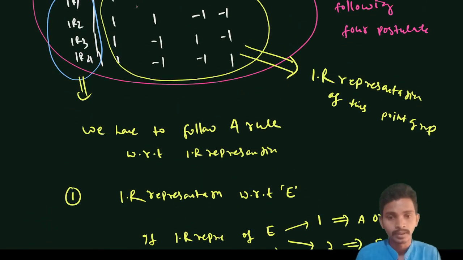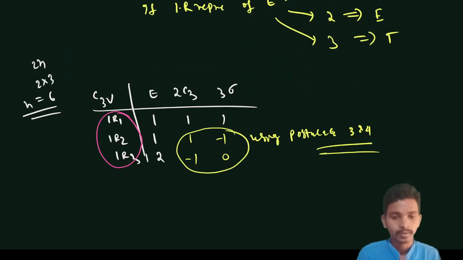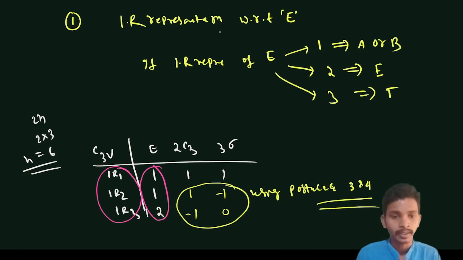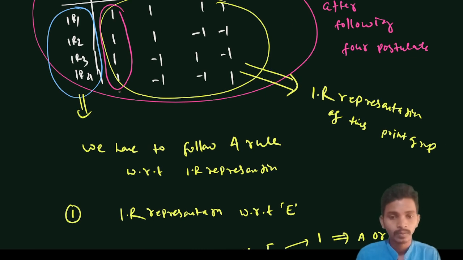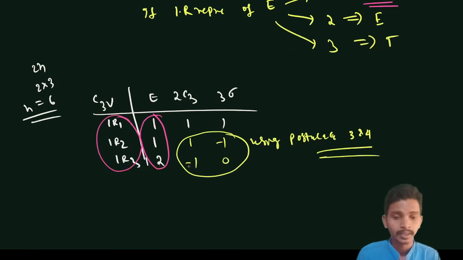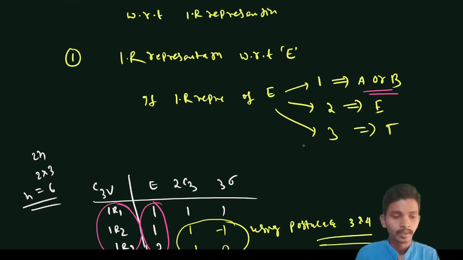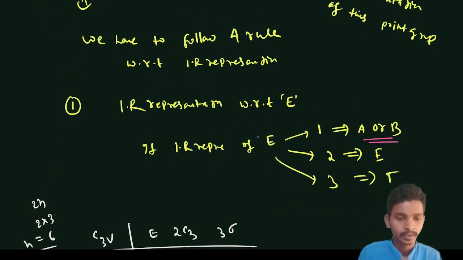So these values, the IR values, these values and here these values. So if these values are the IR representation with respect to E, what are there? 1, 1, 2 is there. In this case, all are 1, 1, 1, 1. So if 1, then A or B, and if 2, like here 2, then here E will come. Okay, similarly if 3 is there, then T will come. Okay, and let's say that for 1, it is A or B.